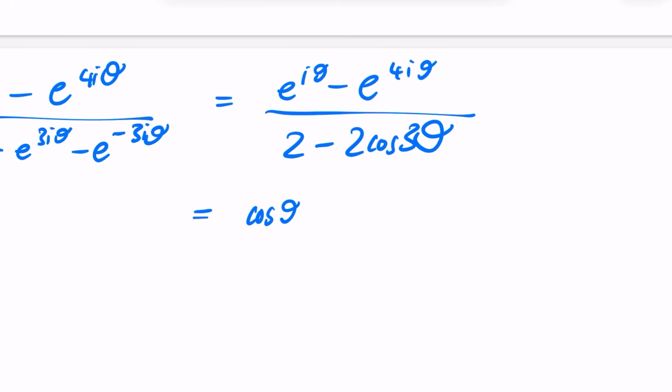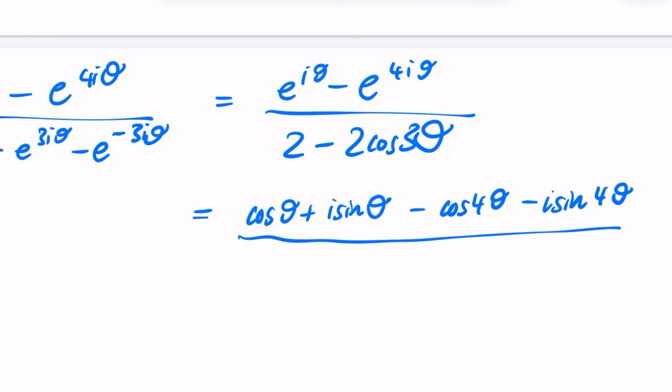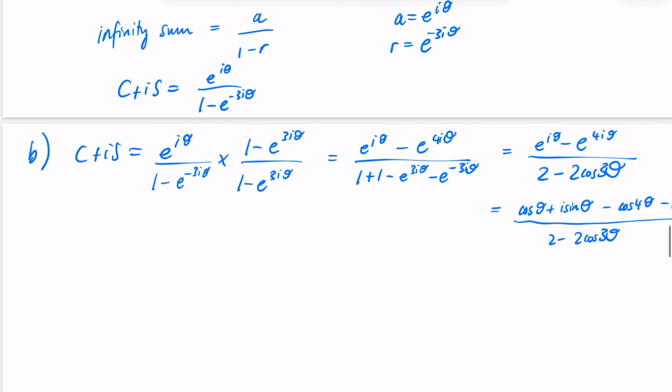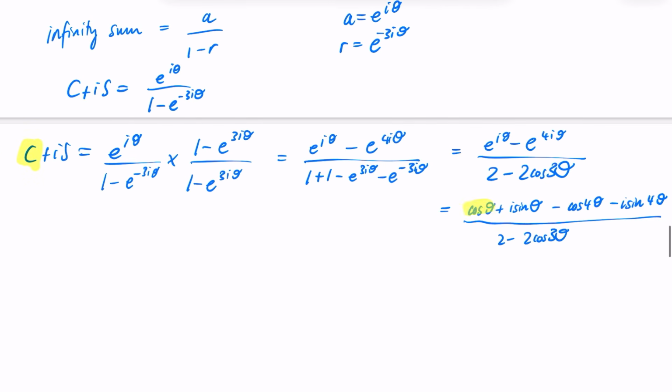So that will be (cosθ + i sinθ − cos4θ − i sin4θ), all divided by 2 − 2cos3θ. And we are looking for, as I said before, the real part, not the imaginary part. And the real part is this and this, still with that same denominator.